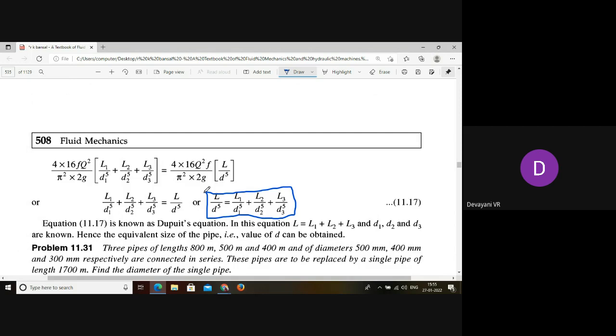Equivalent pipe ante length and diameter same ga undi. Ikkada contraction, expansion, enlargement, inlet, exit ilanti emi ledu. Length and diameter equal ga undi. Ilanti cases lo the total head loss can be calculated by using the formula L by D power 5 is equals to L1 by D1 power 5 plus L2 by D2 power 5 plus L3 by D3 power 5. So using this formula, we can calculate the lengths and diameters, and finally we can find out the discharges.